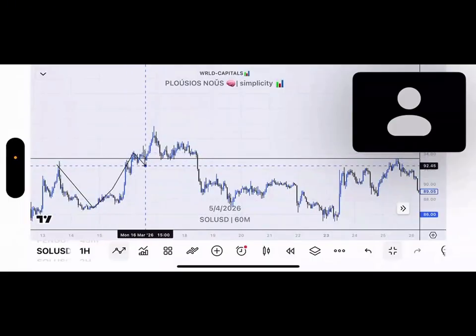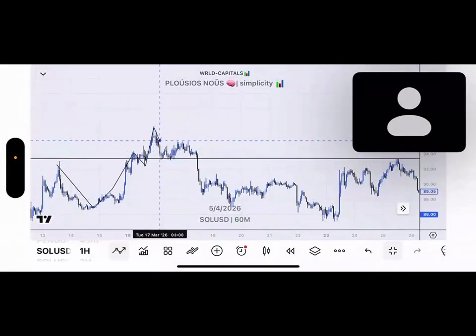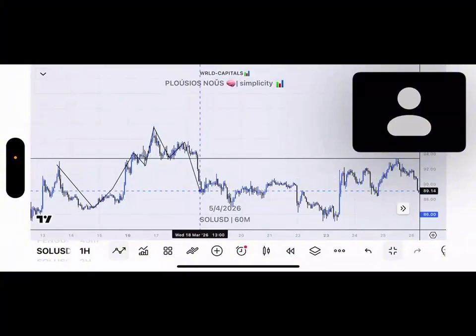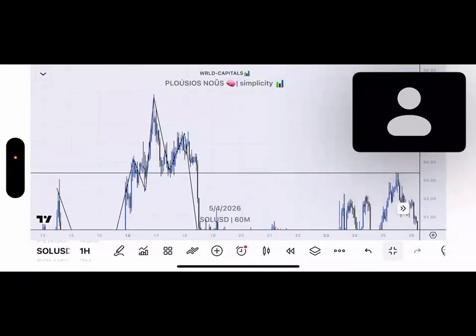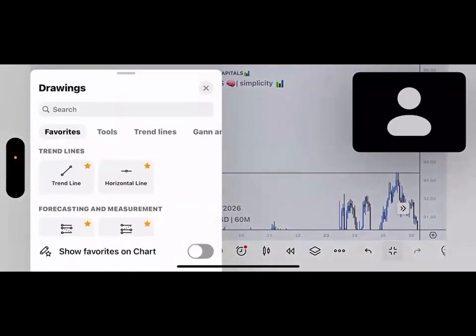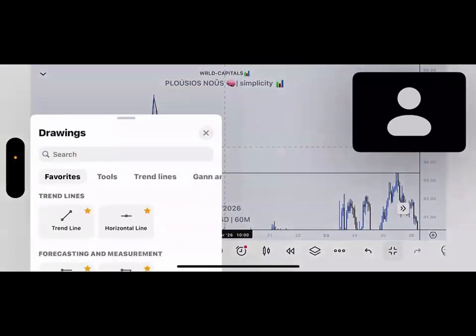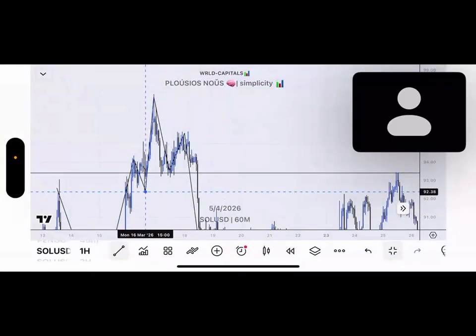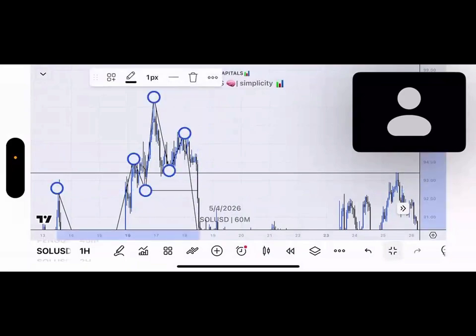Looks like it's forming a structure. This is the structure. Then it just came down here, formed a little structure, then broke past it to the downside. We make it a change of character. It becomes a market structure, or you can call it a change of character.